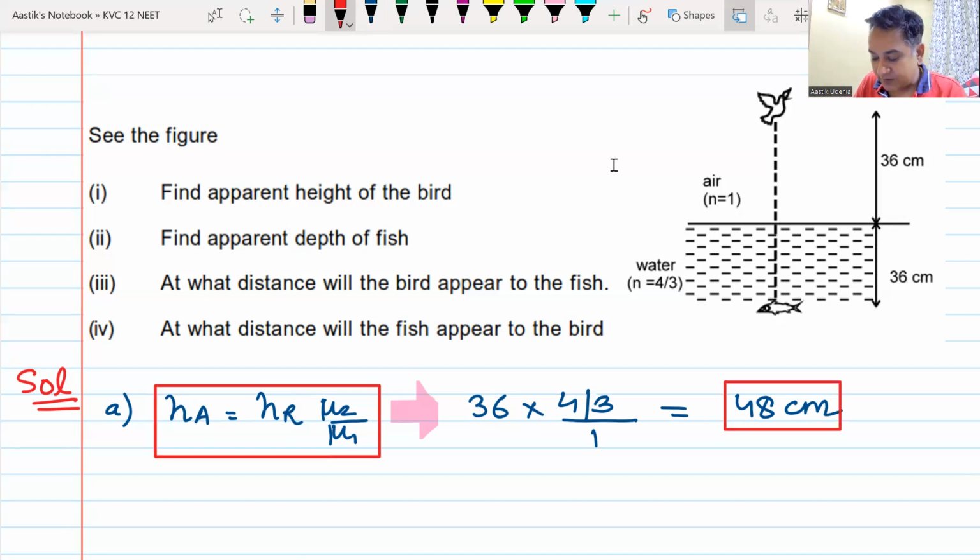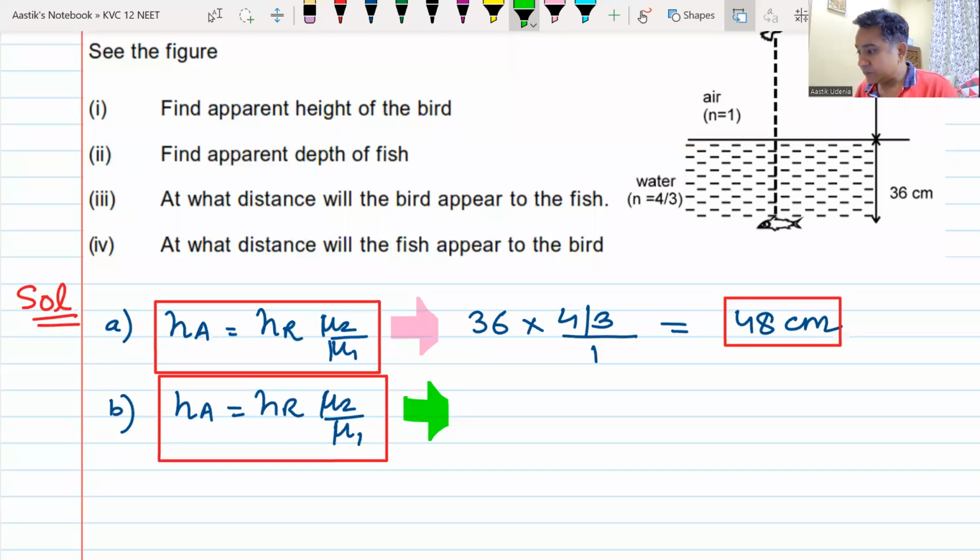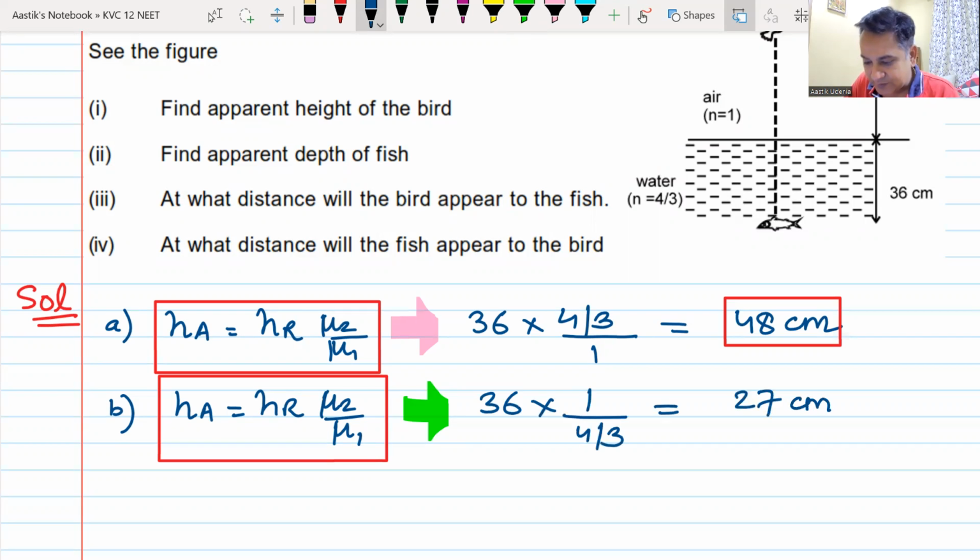Second part, the green one. Now, how does the fish appear to the bird? So the actual depth is 36. The bird is in air, 1. The fish is in water, 4 by 3. So now the answer becomes 27 centimeters. Do we all get this? Yes or no?